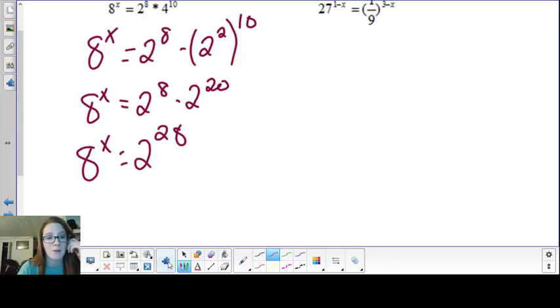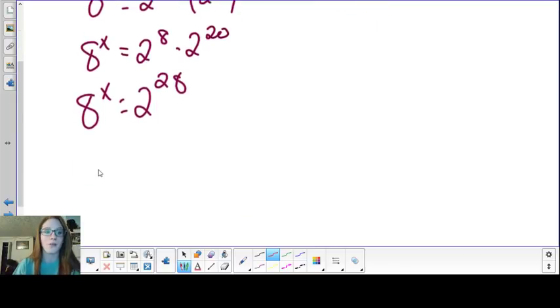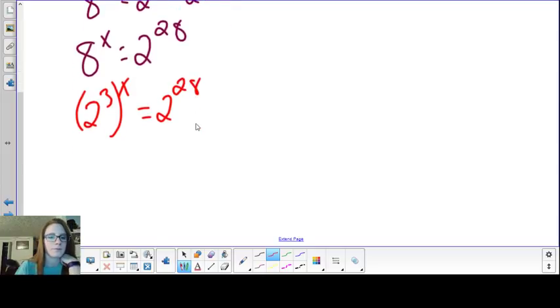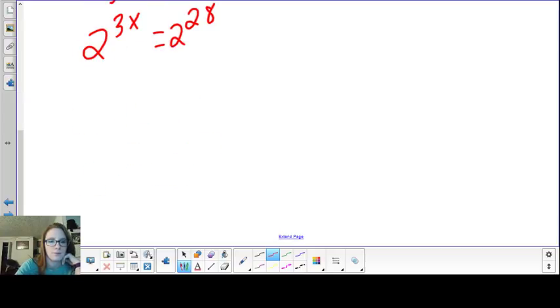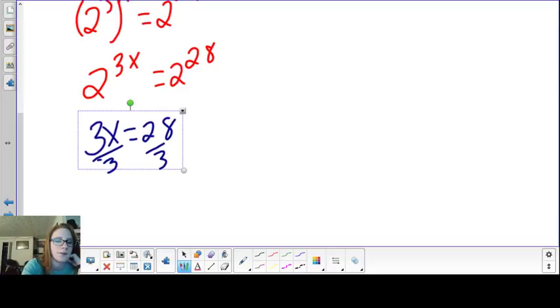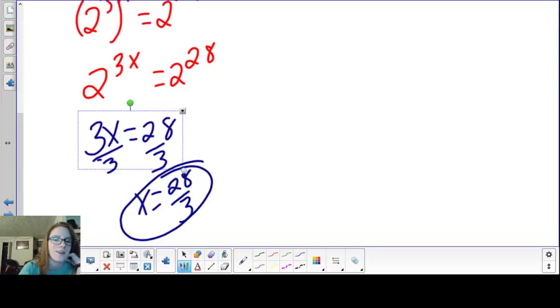Now I need to get the same bases on both sides. Well, hey, we've already seen 8. 8 is 2 cubed. So I have 2 to the 3x is equal to 2 to the 28. Since I have the same base, I can go ahead and put my numbers together. So I have 3x is equal to 28. Divide both sides by 3. X is 28 over 3, because it's not a nice pretty answer, so we're going to leave it as that ugly fraction.